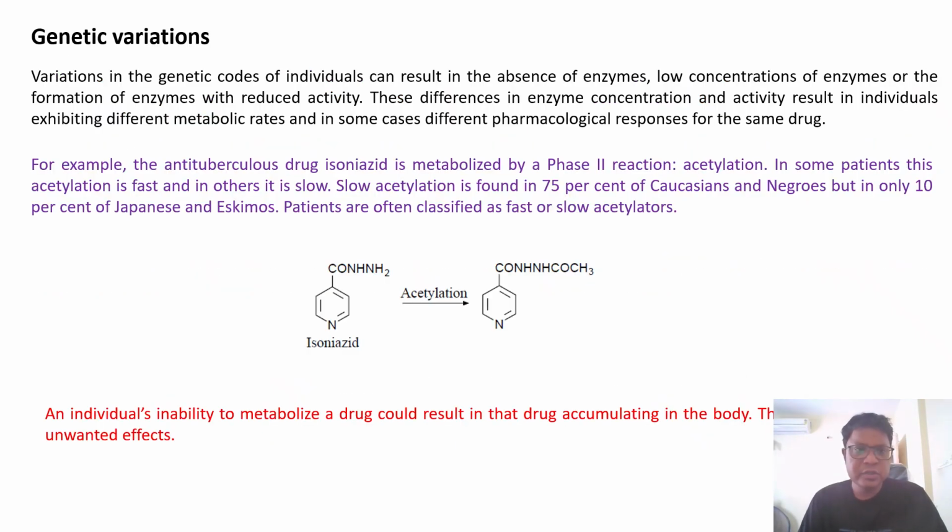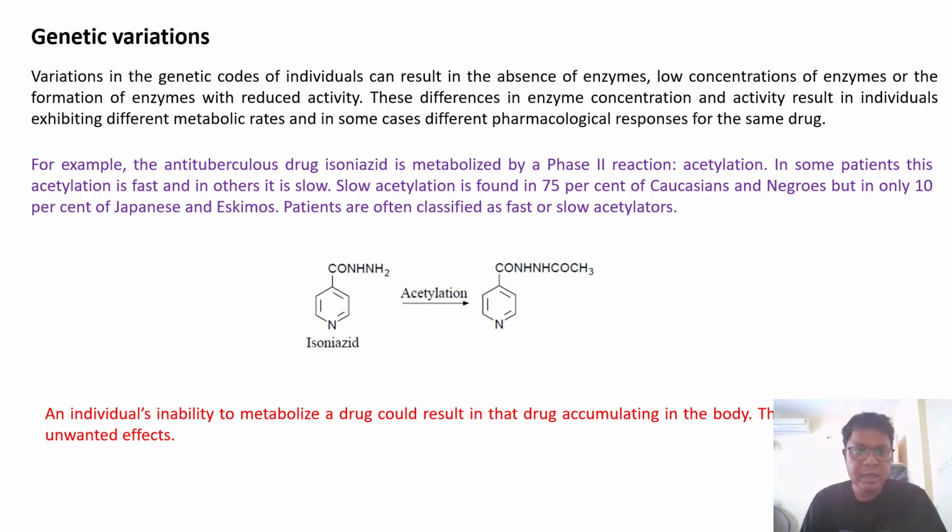Genetic variations. Variation of the genetic codes of individuals can result in the absence of enzymes, low concentration of enzymes, or the formation of enzymes with reduced activity. This difference in enzyme concentration and activity results in individuals exhibiting different metabolic rates, and in some cases different pharmacological responses for the same drug molecule.